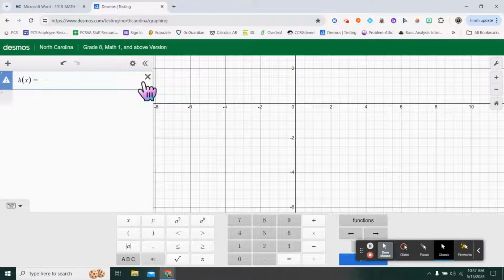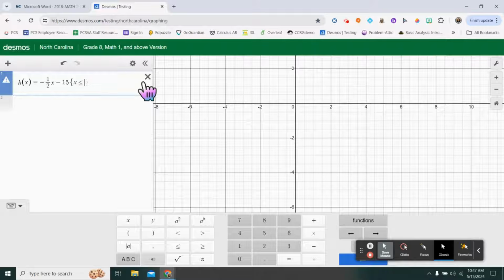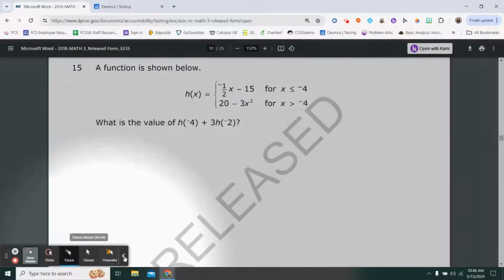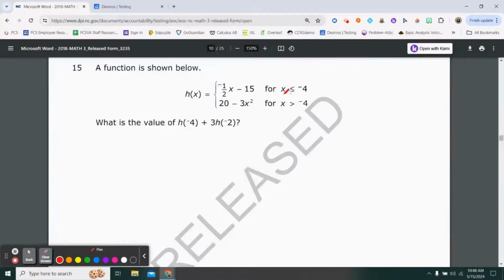You know what? Yeah, I'm going to do it that way. So now I have negative 1/2 x minus 15. And then I'm going to put curly bracket, and I'm going to do the less than or equal to negative 4. So I have to take this part at the end. It's not letting me highlight. This part right here, still not letting me highlight. Go back, get my marker. All right, so I'm putting this part in the curly brackets, this part, and then I type the other function in.